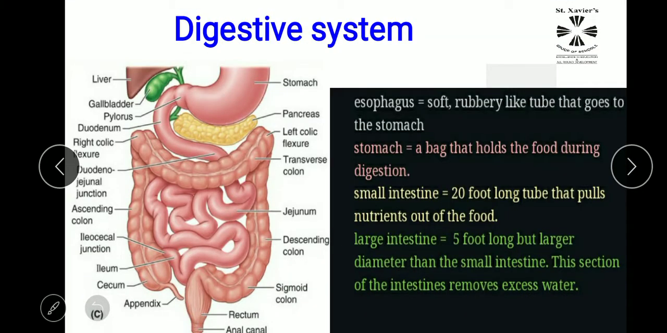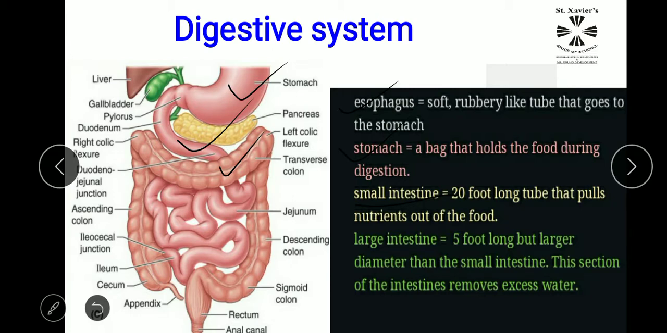Here this is the digestive system. We have already studied all these, students. In the digestive system, which are the parts? Esophagus is there, stomach is there, small intestine is there, large intestine is there, students. You can see the stomach, this is the small intestine, then the large intestine is there, students. So these are the parts of the digestive system.